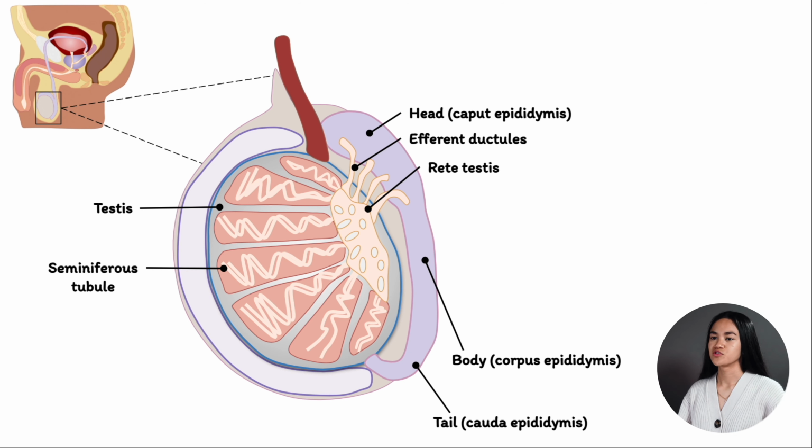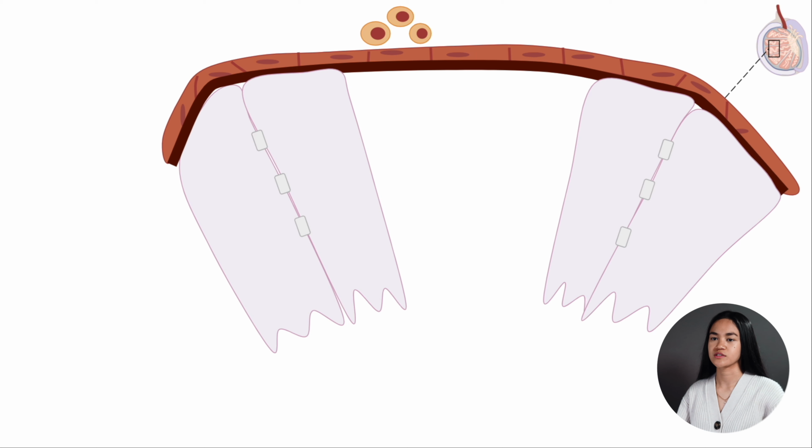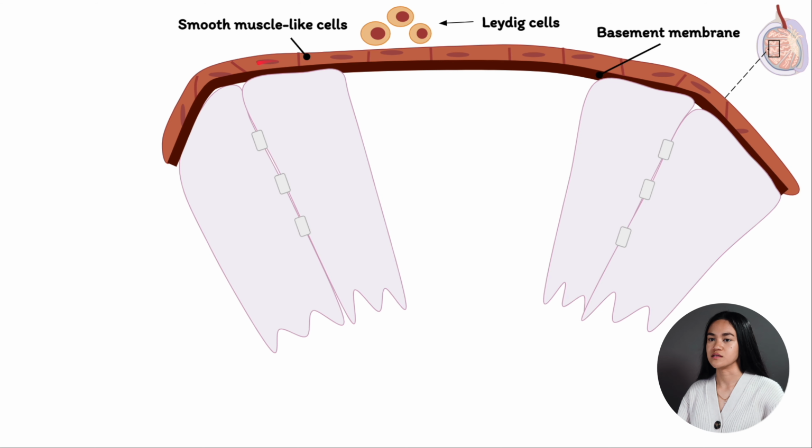Okay, so now let's zoom in to one of these seminiferous tubules, because this is where spermatogenesis occurs. These tubules are separated by Leydig cells, blood vessels, and nerves. So these orange little guys are Leydig cells. And we can divide the seminiferous tubule into a basal compartment, okay? It's bound by a basement membrane, and these here are smooth muscle-like cells. And in the center is the lumen, the adluminal compartment. This contains mature sperm cells, spermatozoa.